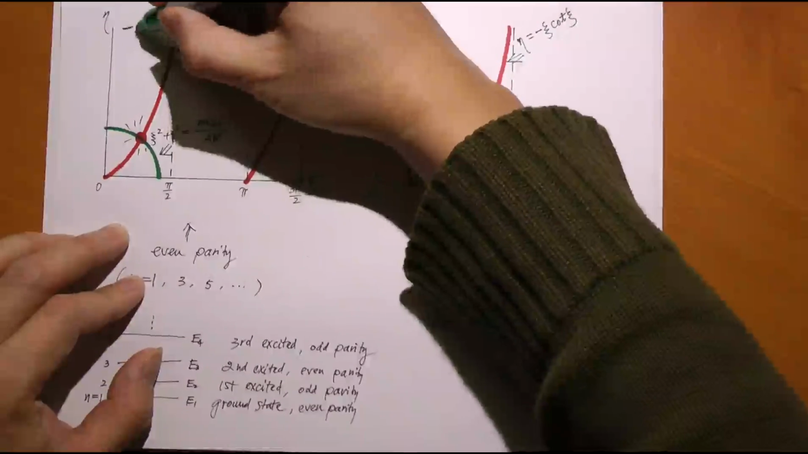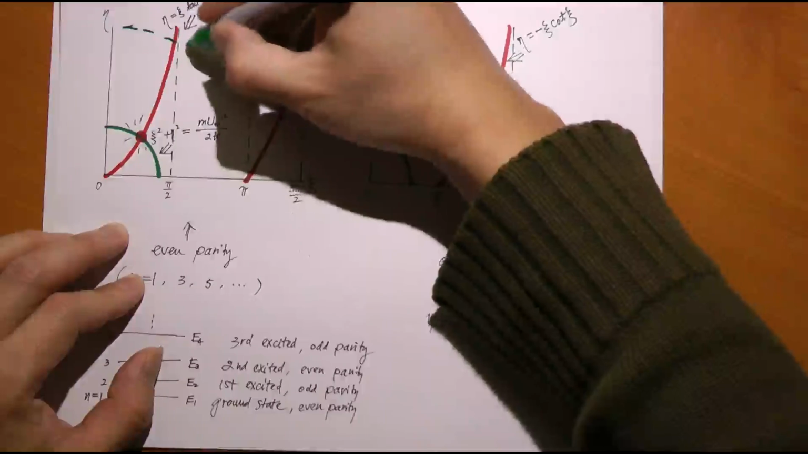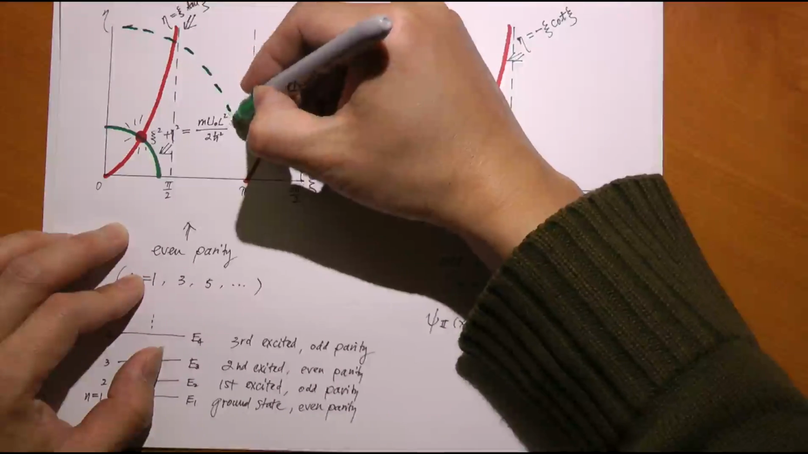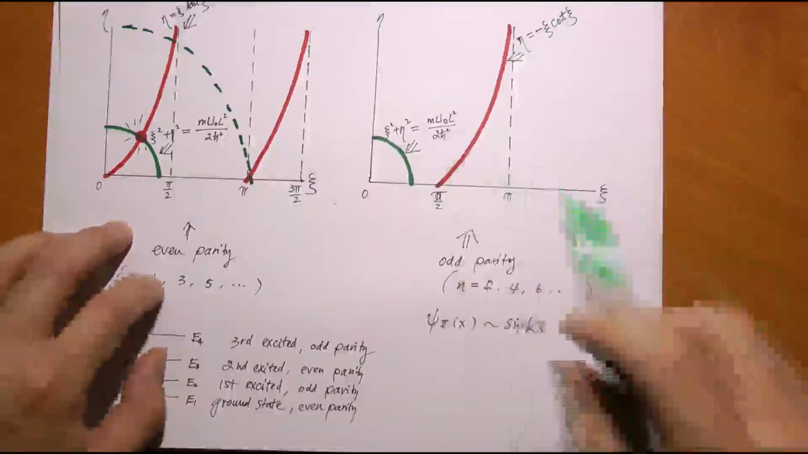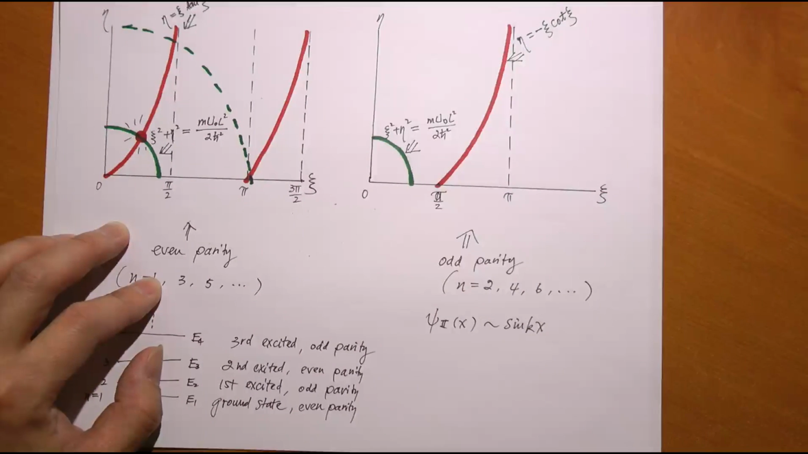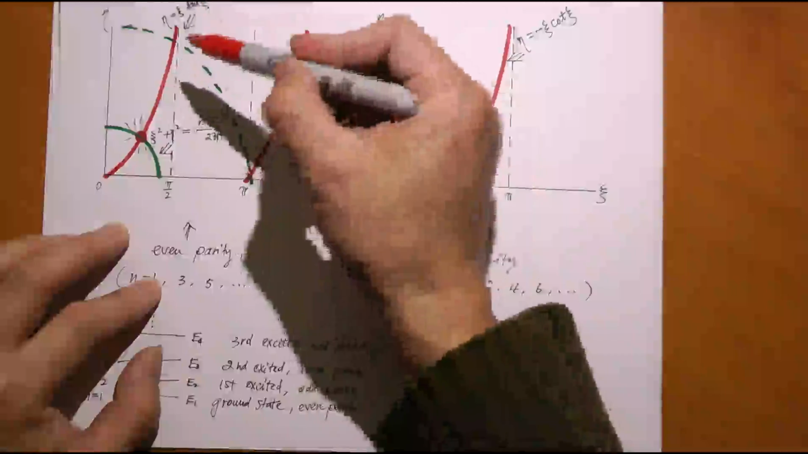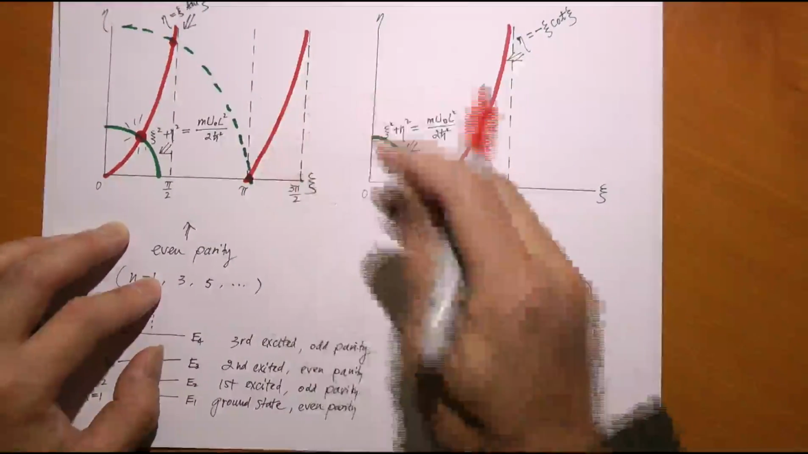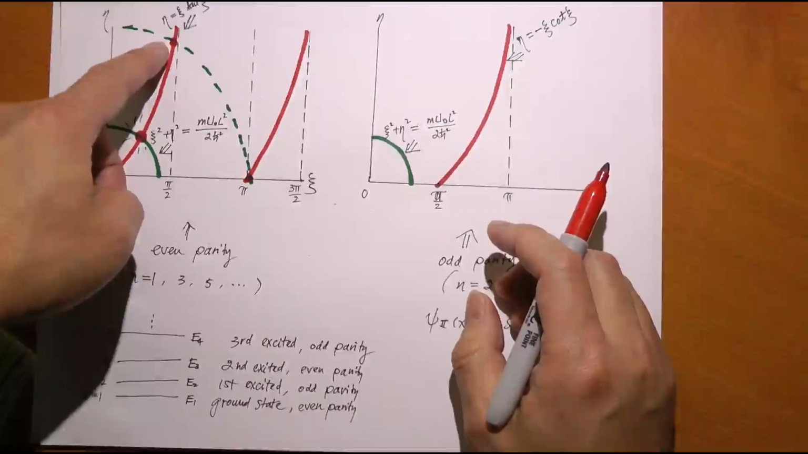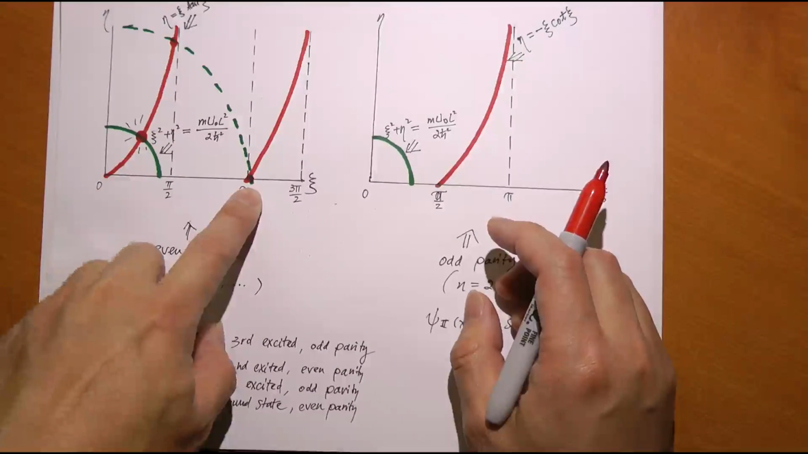Okay, so let me draw a circle like this. It's a bigger circle. This circle is big enough so that it starts to touch the second branch. All right? Now this circle actually crosses the red curve twice. One is here, one is there. This one is the ground state. Here is our second solution.